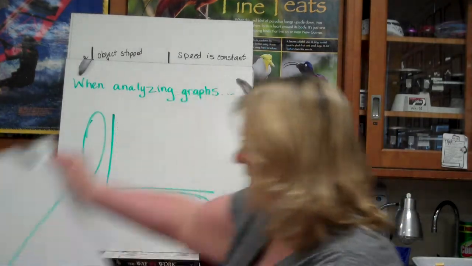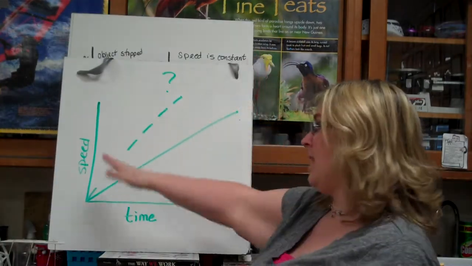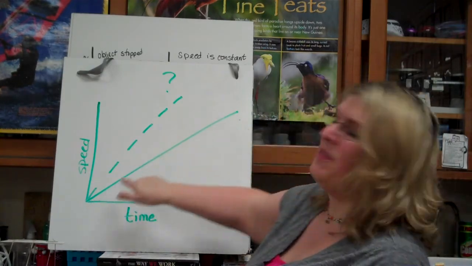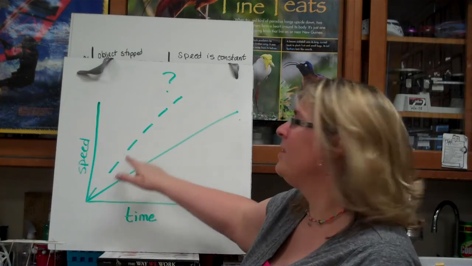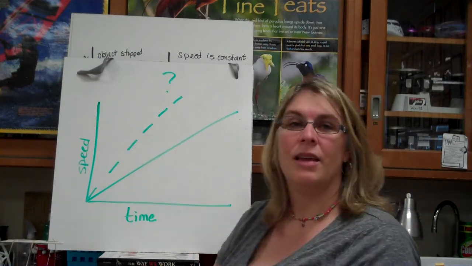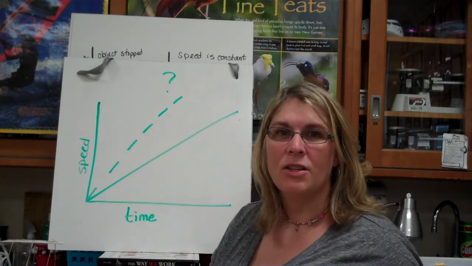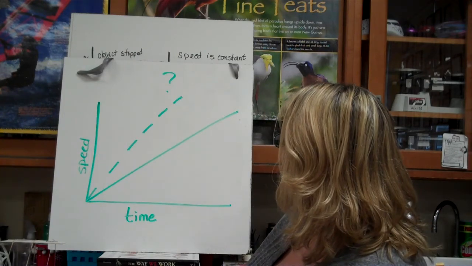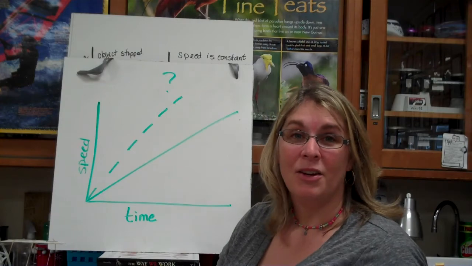Now, I have one problem I want you to work out for me. This is a speed time graph. I told you what this meant. What does this dash line mean to you? What does it infer? What can you infer from that? Think about it. You're going to need to answer it.